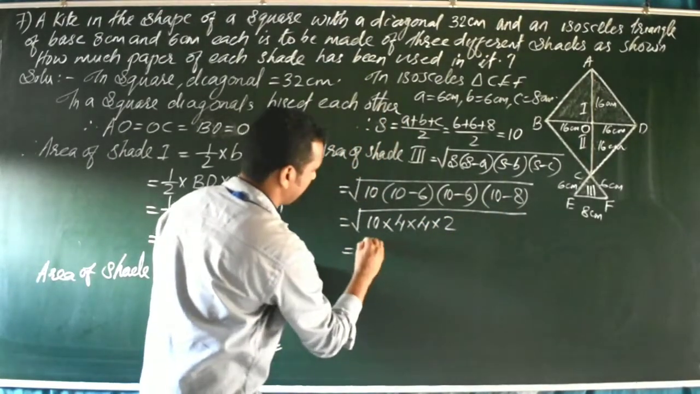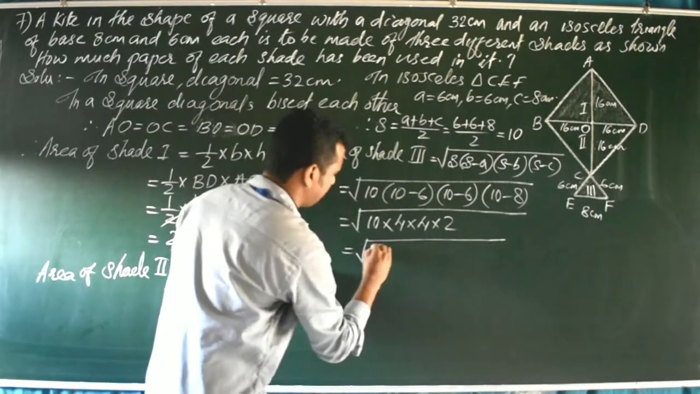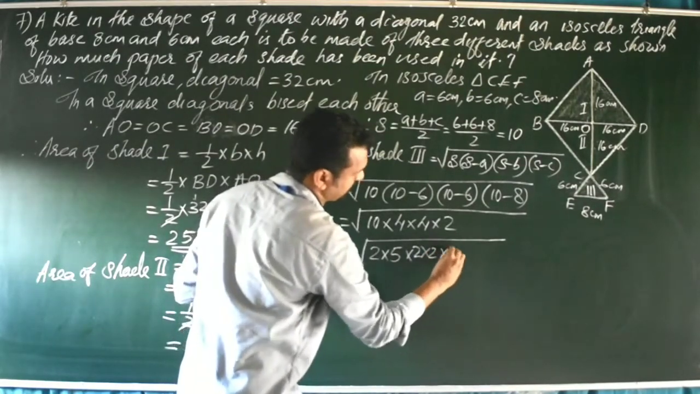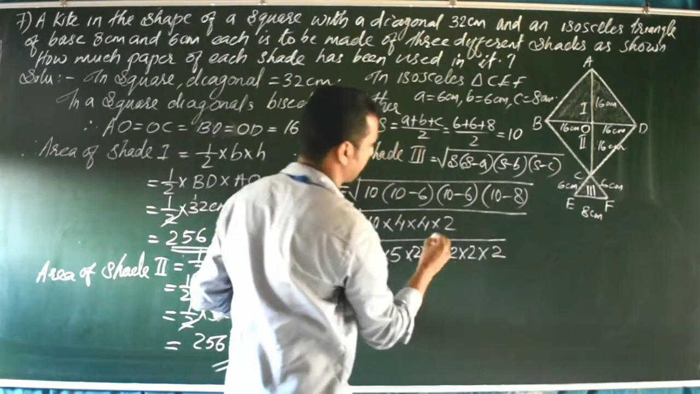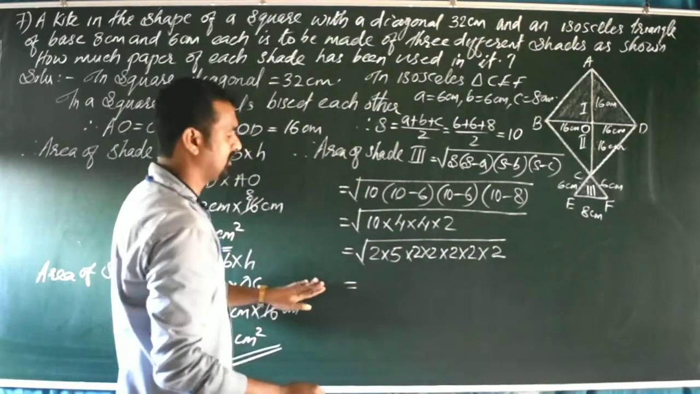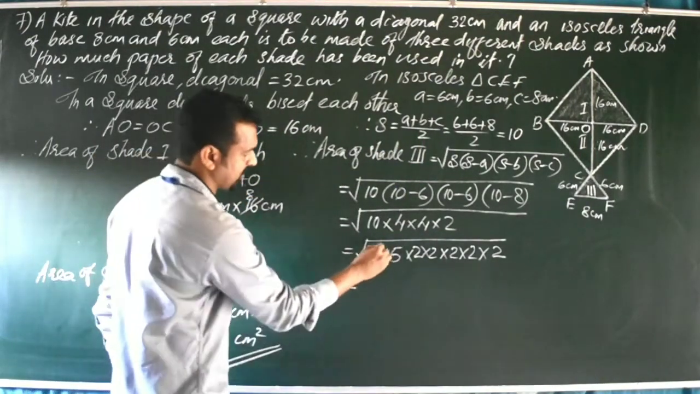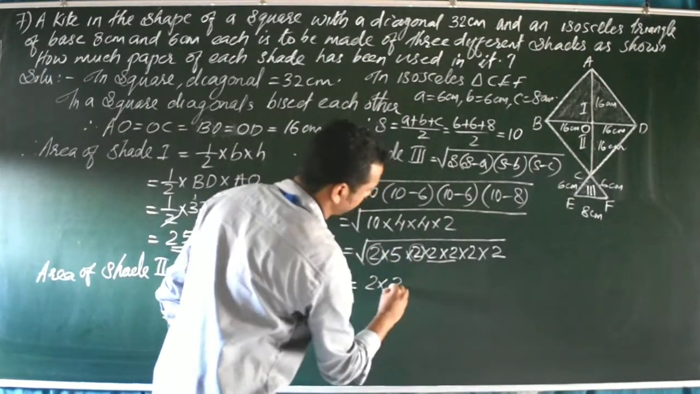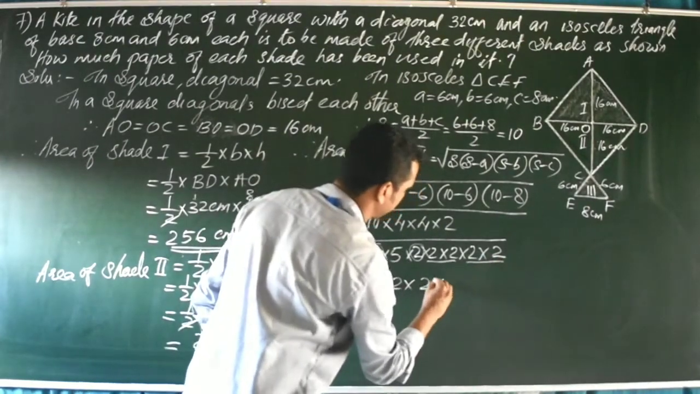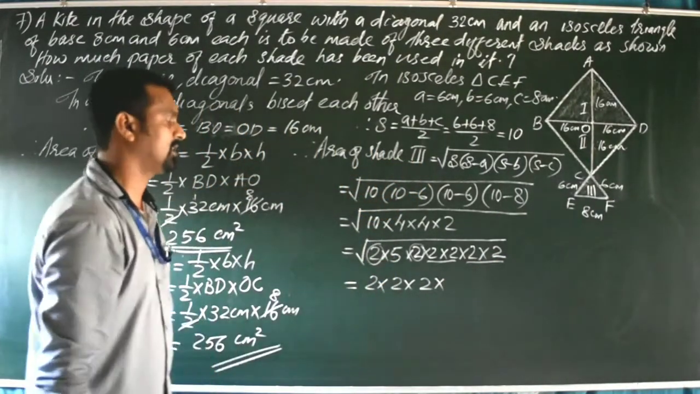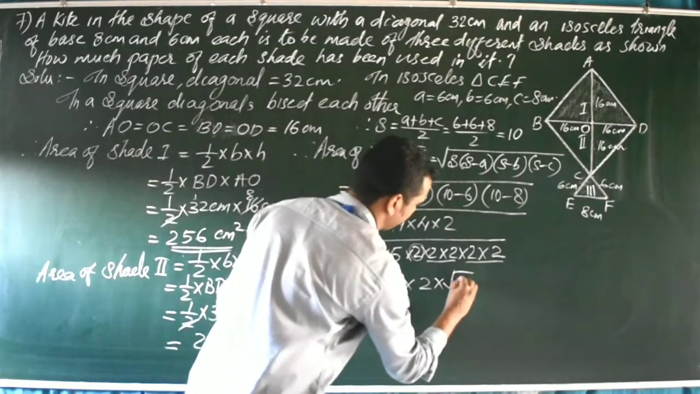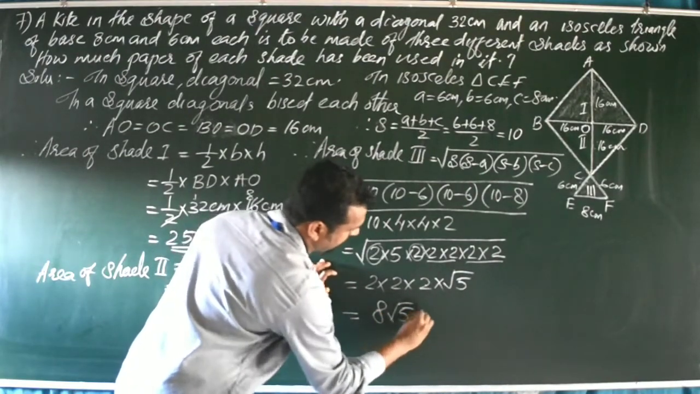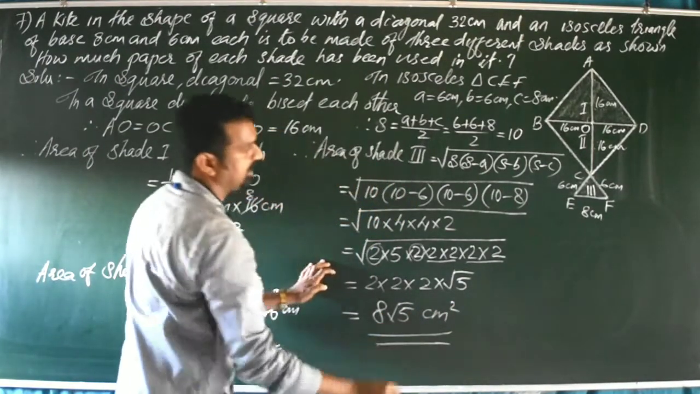Then that is equal to square root of 2 into 5 is equal to 10, into 2 2s are 4, into 2 2s are 4, into one more 2 is there. Now inside the square root, if 2 factors are same, then we can take out that. So take out 2 into 2, and another 2 into 2. 2 into 5 is only 1, so we cannot take out that. It should be inside the square root, that is root 5. That is equal to 2 2s are 4, 4 2s are 8 root 5 centimeter square. That is the area of shade 3.